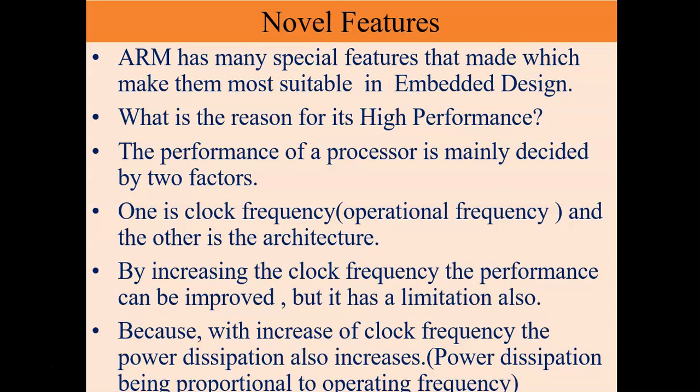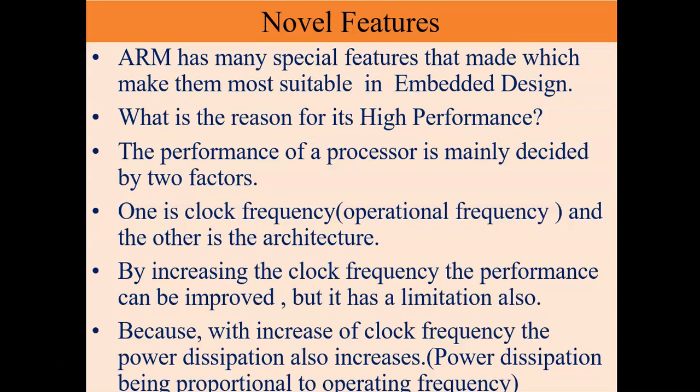But when I consider the clock frequency, no doubt nowadays the market has increased the clock frequency. The manufacturers are increasing the clock frequency up to 3 GHz. As you know, either Intel processors or ARM processors, when you consider ARM Cortex A75 or A72, their operational frequencies have gone up to 3 GHz. But for this operational frequency, there is always a limitation. Why? Because as you increase the clock frequency, the power dissipation also increases.